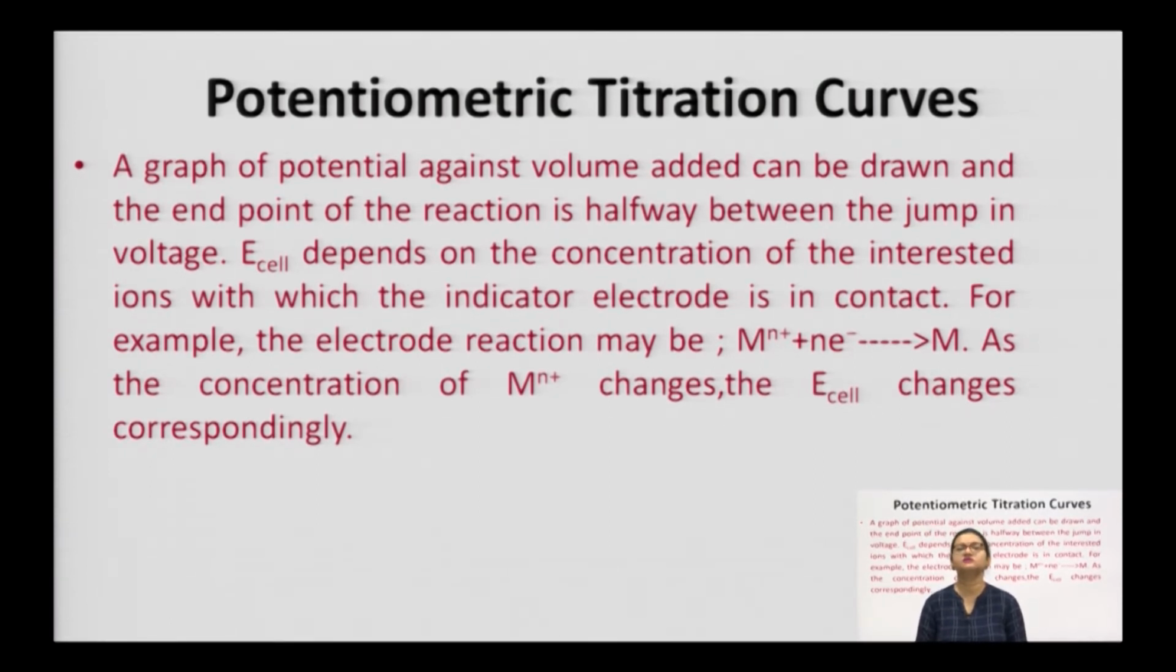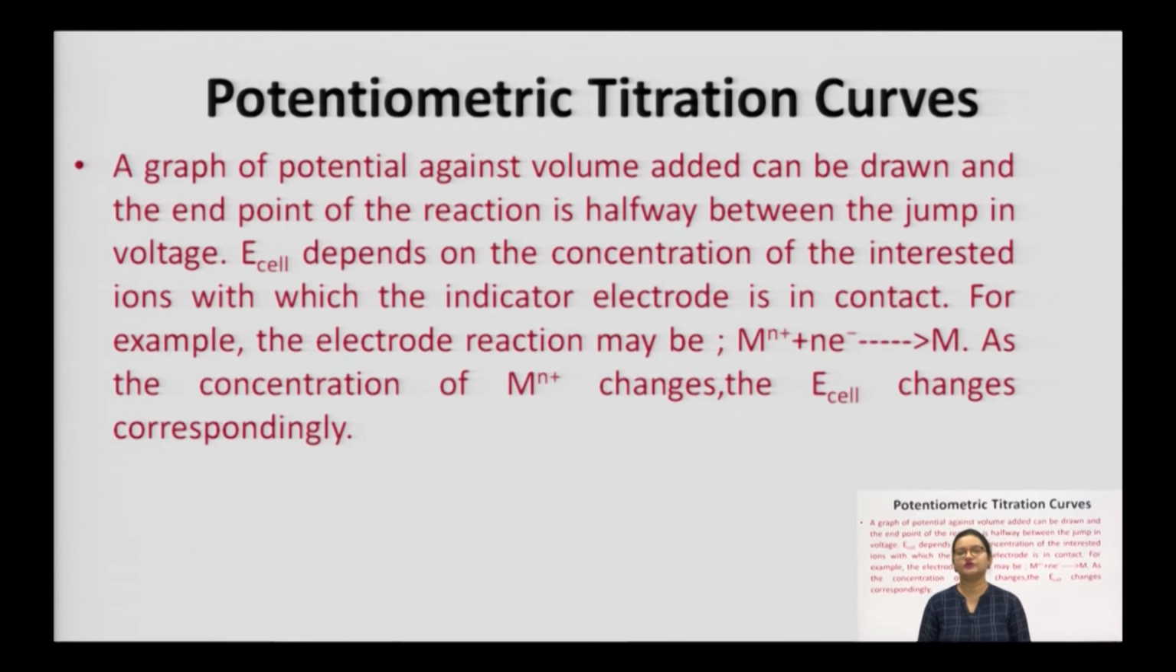What is E cell? The electrode potential of the potentiometric cell. And E cell depends upon the concentration of the analytical ions or analytical solution which is under study. E cell depends upon the concentration of interested ions with which the indicator electrode is in contact.